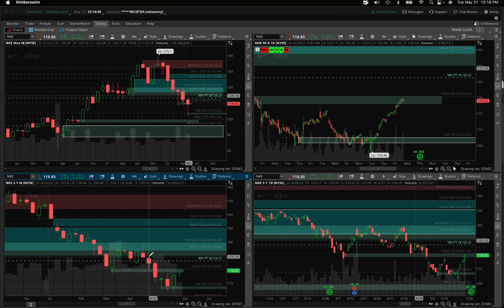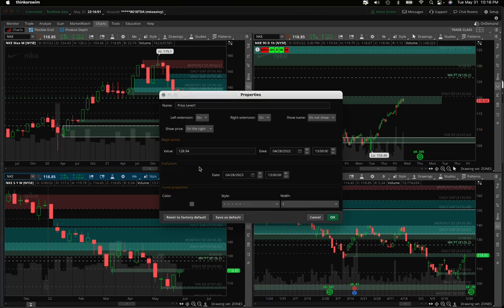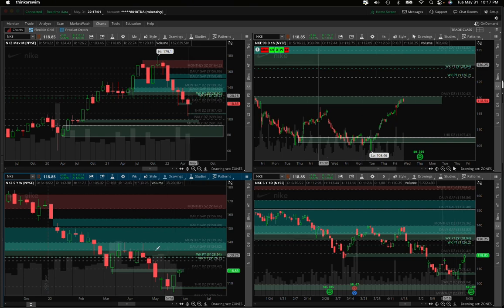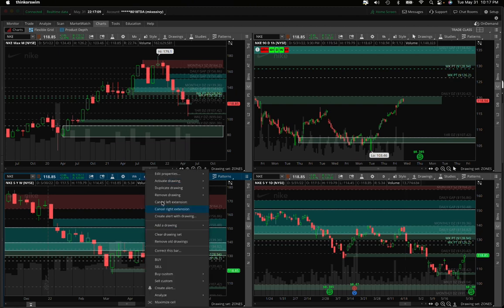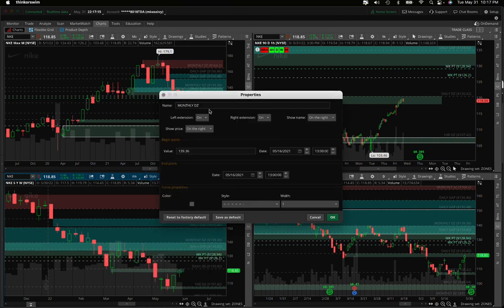Then we have 129, 128.94. This is also a weekly price target. And then we have this next one. You see the monthly demand zone where it starts. That's also a price target. So we'll just edit that price level. We'll put 2 slashes, put week price target, and then we'll change the color to green.